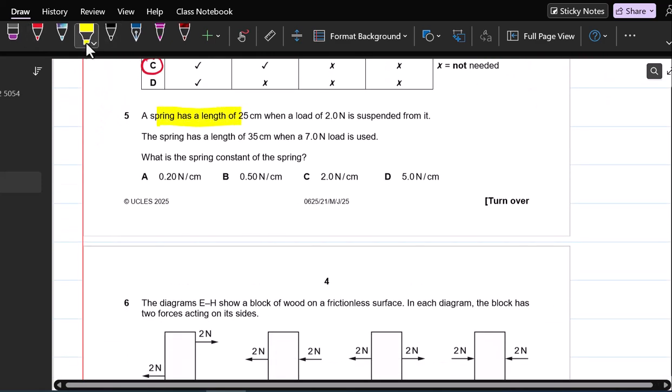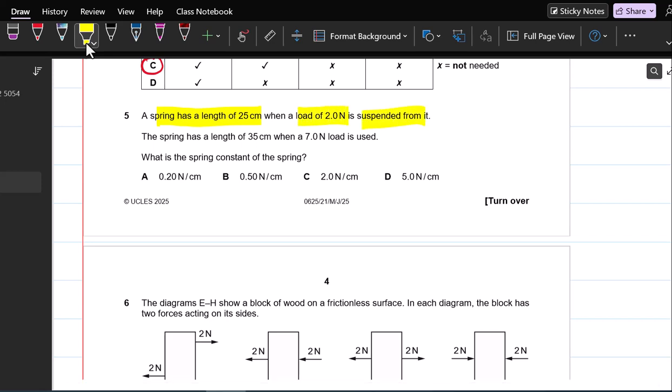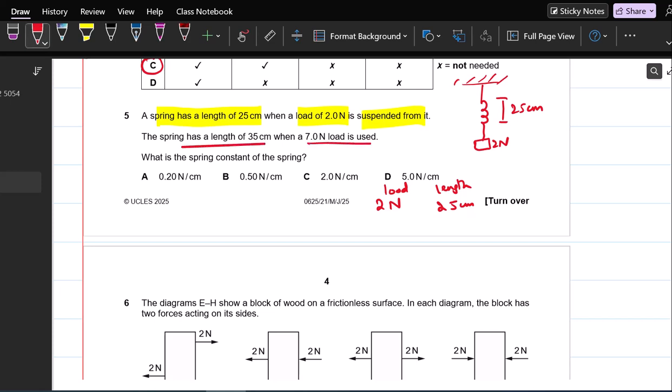The spring has length 25 centimeter when a load of 2 Newton is suspended from it. So here I am having a spring, suspended with 2 Newton, so the length is 25 centimeter. The spring has length 35 centimeter when the load is 7 Newton. Means if a 7 Newton load is attached, the length comes out 35 centimeter.